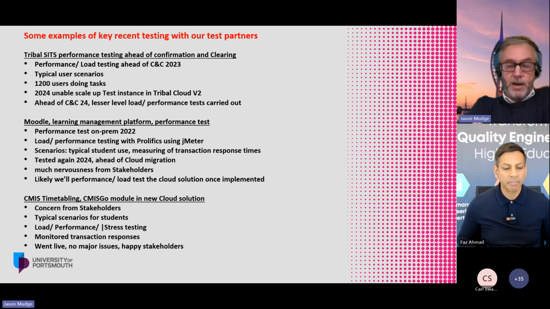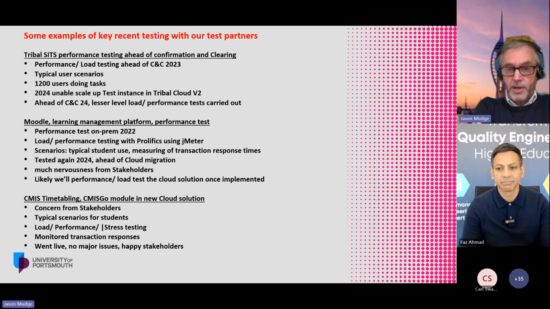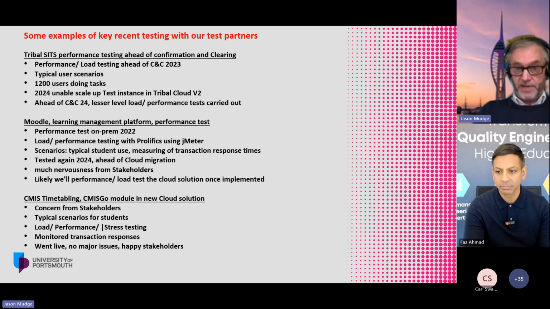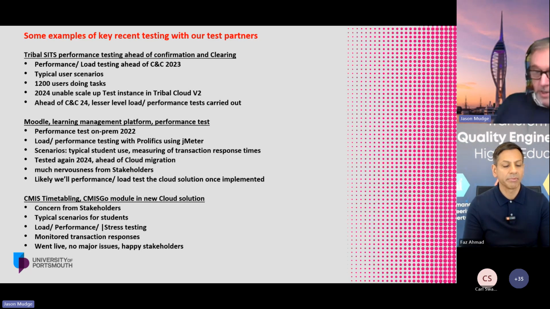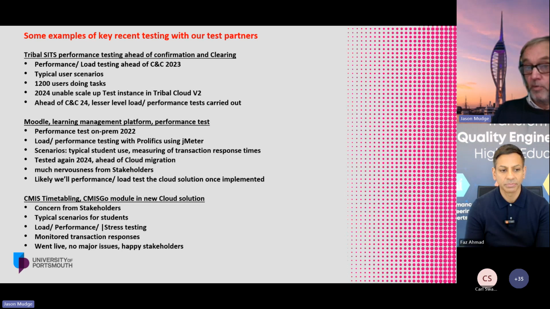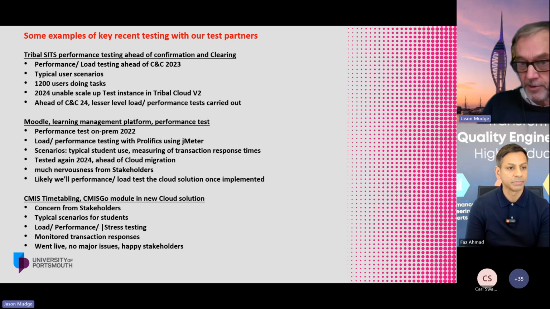We did some performance tests with Prolifics on Moodle, I think in 2022, possibly even 2023. These were scenarios of typical student use: thousands of students viewing books and PDFs, uploading videos, course quizzes and dashboards, then measuring transaction response times for user experience, looking at server and database performance, and tweaking that. Now we've tested it again this year, but we've tested it ahead of a cloud migration.